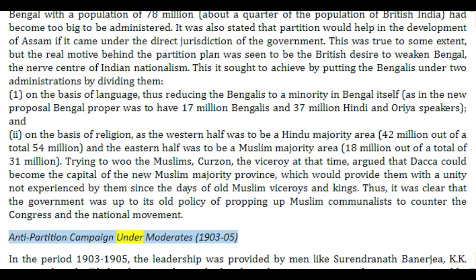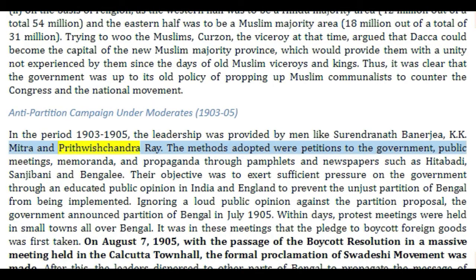Anti-partition campaign under moderates, 1903 to 1905. In the period 1903 to 1905, the leadership was provided by men like Surendranath Banerjee, K.K. Mitra, and Prithvish Chandra Ray.